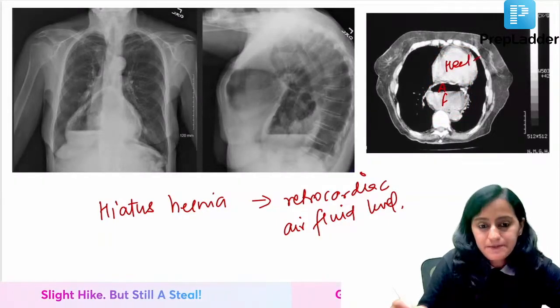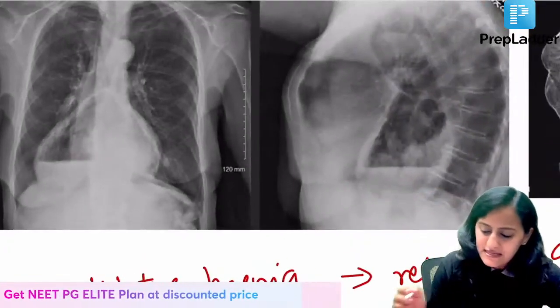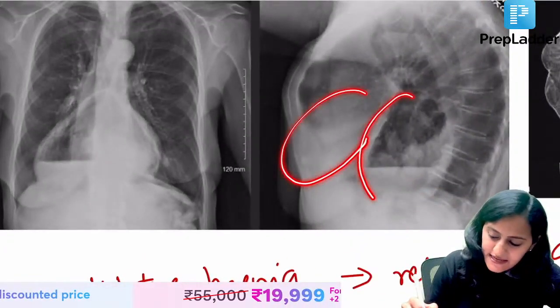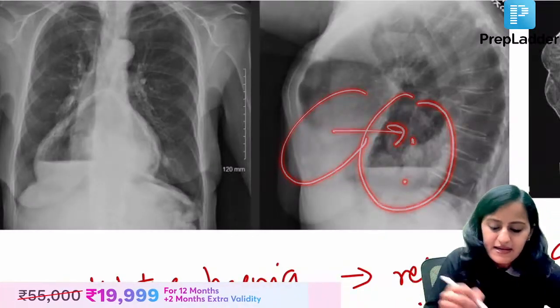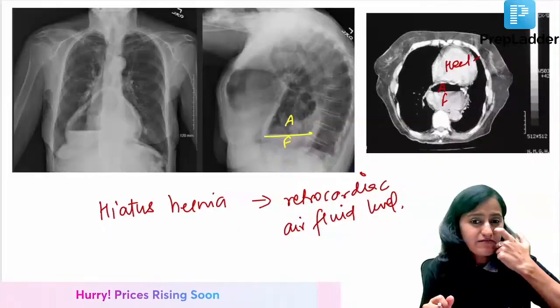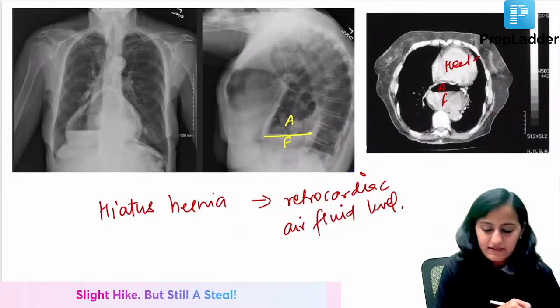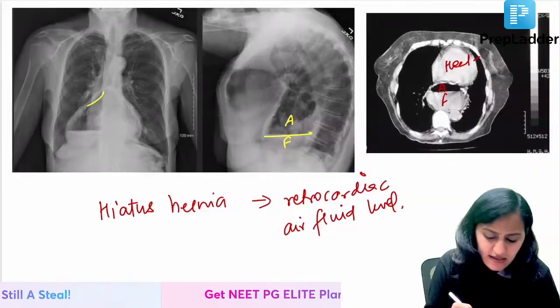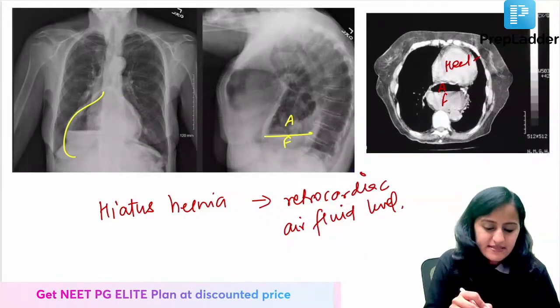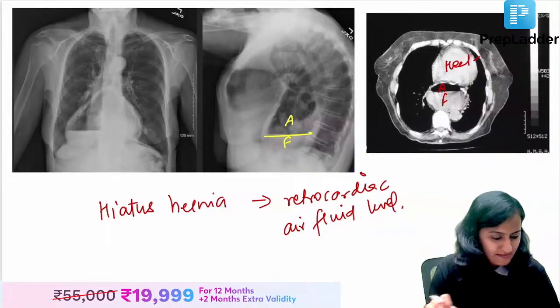This is the heart. Okay. Here also you are seeing there is some air fluid level. When you take the lateral x-ray, this is the heart, and behind that retrocardiac air fluid level is what you are seeing. Okay, clear with everyone? This is hiatus hernia. Retrocardiac air fluid level. This is not the heart that you are seeing here. It is the air fluid level that you have to focus on. Yes. Okay.